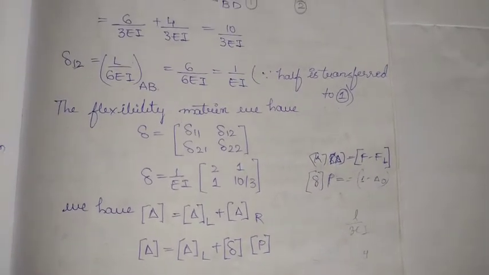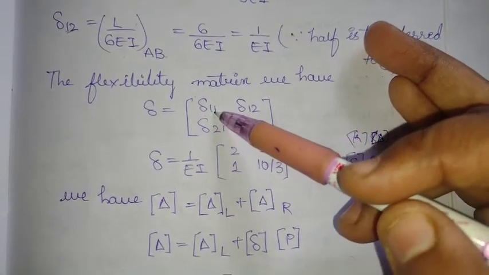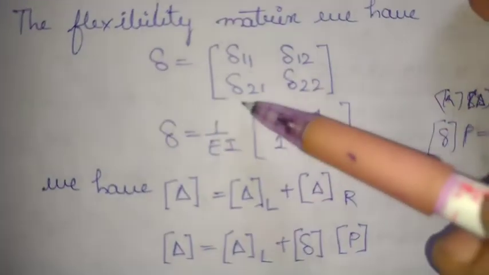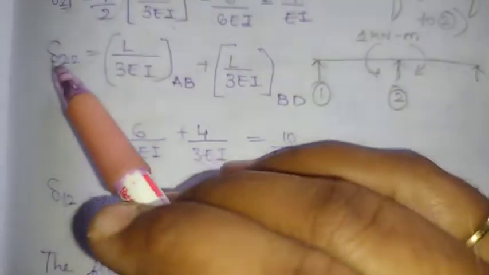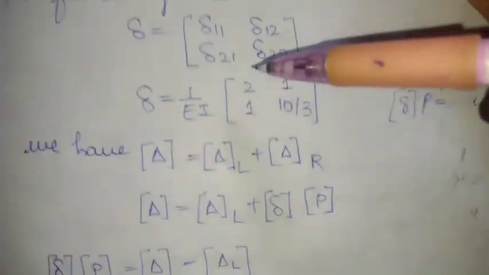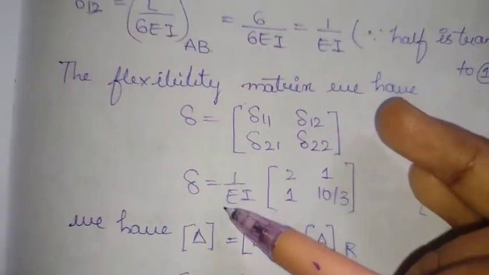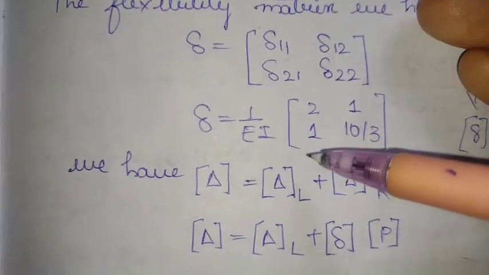So the next is the flexibility matrix method. For the flexibility matrix method, we would be taking delta 11, delta 12, delta 21 and delta 22. Okay, this is the matrix. We know this. We got all this, and we will simply substitute in this. We know all is in EI, so we are taking 1 by EI common in this.